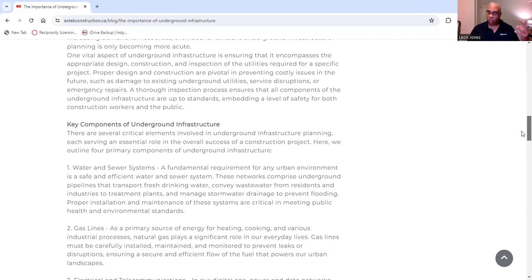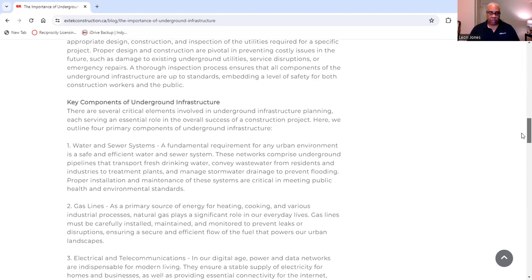So what I'm going to do is outline four of them, just like I did earlier. First, we talk about water and sewer systems, which are a fundamental requirement for any urban environment because it is a safe and efficient water system that is going to give your citizens clean water and dispose of waste. And remember, there are meters with some of these systems. This is why citizens get billed. Meters check how much water you're using.